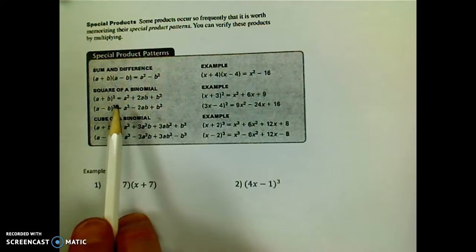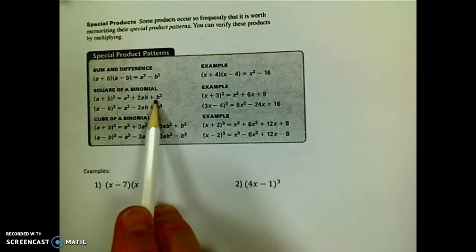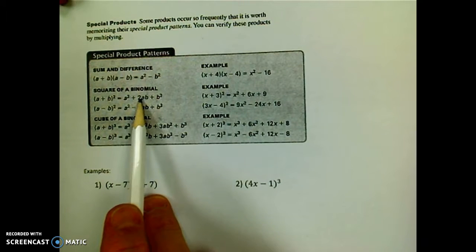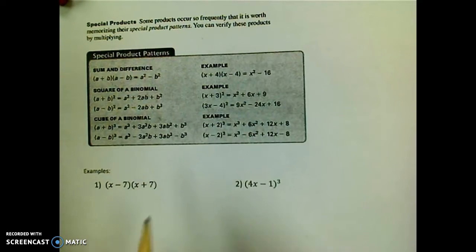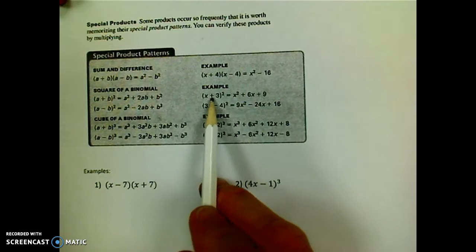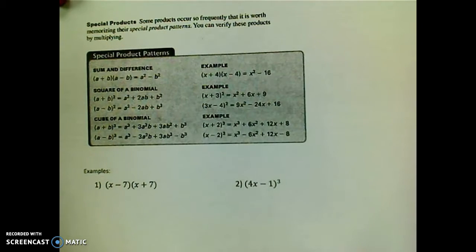When we squared a binomial, first and last terms were perfect squares. That middle term was 2 times each of the terms in the binomial. So for instance, x plus 3 squared gave x squared plus 6x plus 9.